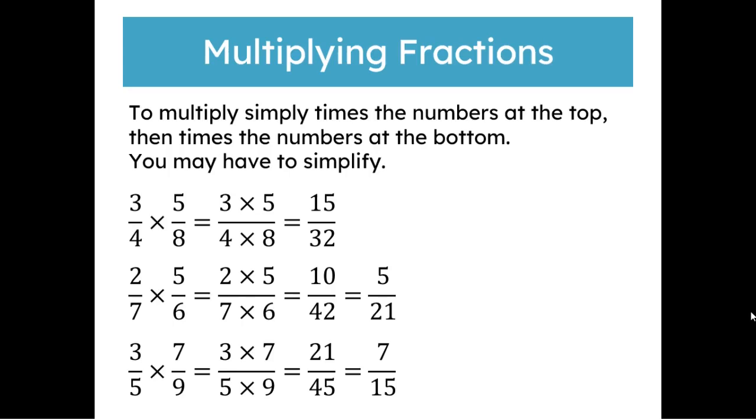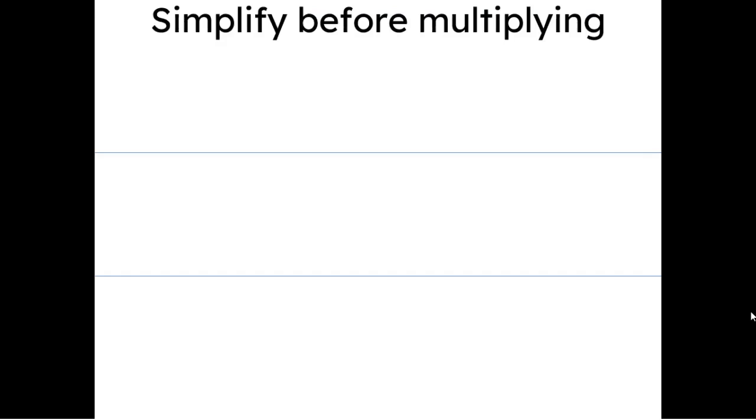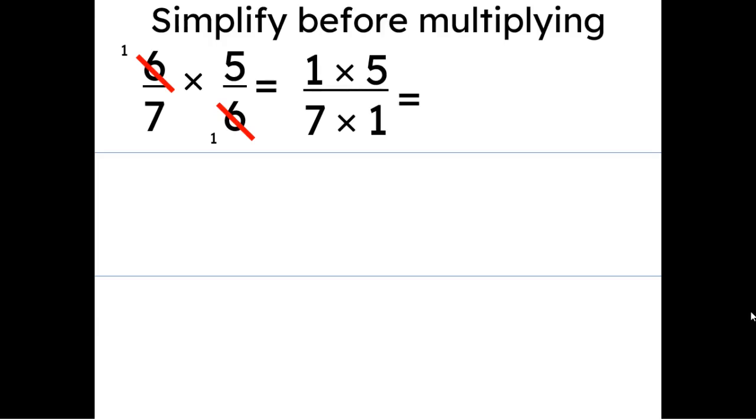So to save you having to simplify at the end, we can simplify before we multiply, and this makes our calculation easier. So if I have 6/7 times 5/6, I've got a 6 on the top and a 6 on the bottom, and I can cancel those out. And this just becomes 1 times 5 over 7 times 1 is 5/7. Instead of getting 30 over 42 and then trying to simplify it, I simplify first.